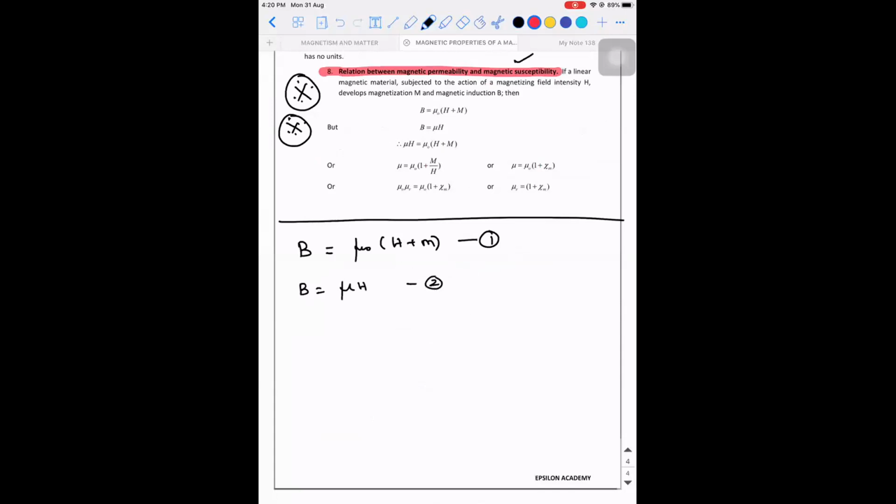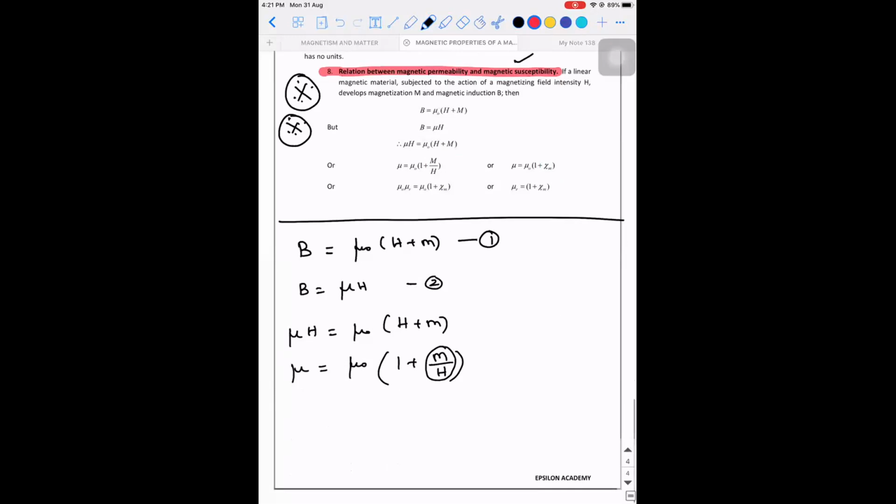Is there any doubt? Guys, I need a confirmation. Somebody at least give me a confirmation. Okay. Clear? Yes, sir. So mu H will be equal to mu naught into H plus M. I'm using equation 2 and equation 1. So I'm going to divide with H on both the sides. It will be mu naught into 1 plus M divided by H. A simple mathematical operation. So mu is equal to mu naught into 1 plus M by H. But what is M by H?